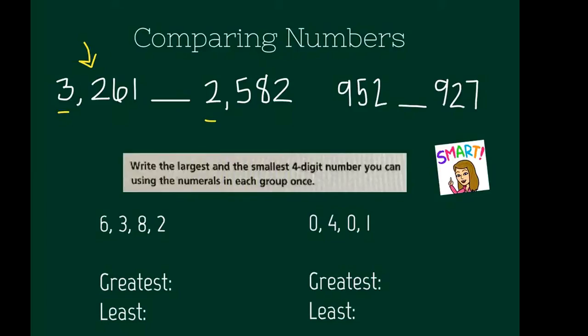Ooh, that was kind of a wonky one. I'm gonna undo. Okay, let's see if I can draw a better one. A little bit better. So 3,261 is greater than 2,582.